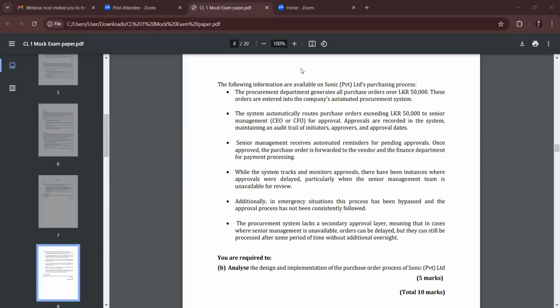Additionally, in emergency situations, this process has been bypassed. In an emergency, you have to buy quickly. This process has been bypassed and the approval process has not been consistently followed. The procurement system lacks a secondary approval layer. Alternate approval, meaning that in cases where the senior management is unavailable, orders can be delayed, but they can still be processed after some period of time without additional oversight.